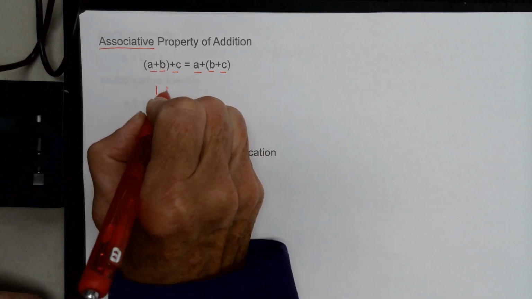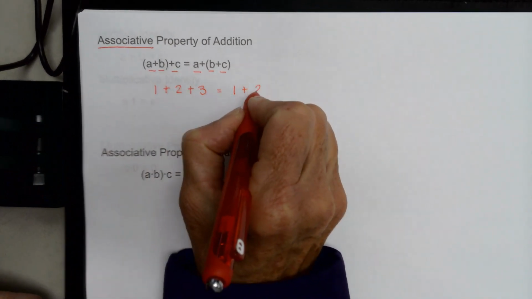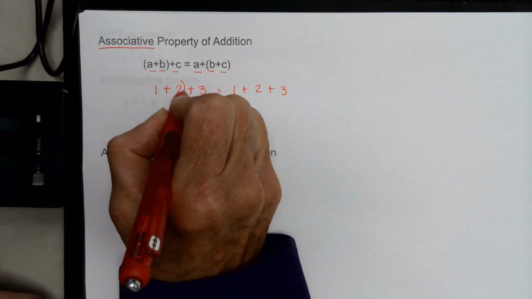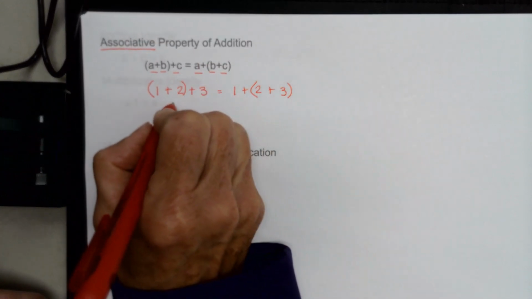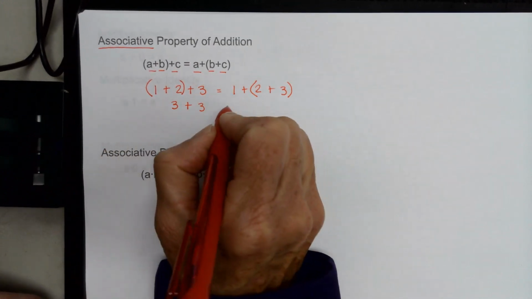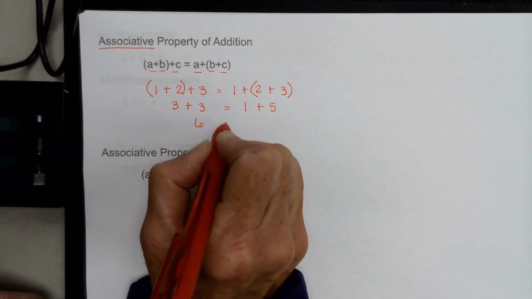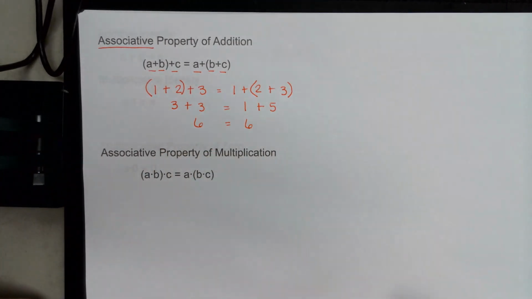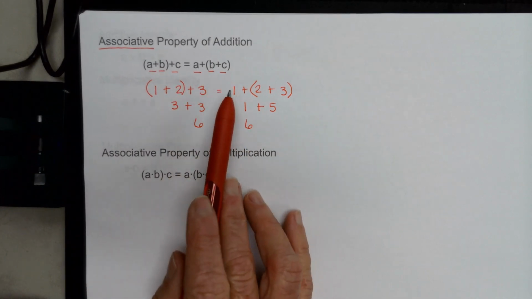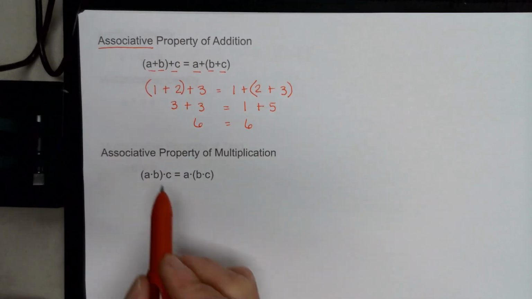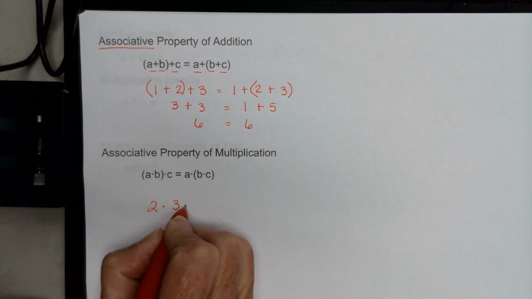So I could say (1 plus 2) plus 3 equals 1 plus (2 plus 3). If the first two go together here and the second two go together here, I have 3 plus 3. And here I would have 1 plus 5. You know that this is equal to 6 and this is equal to 6. So it doesn't matter who I add to who first on the associative property of addition. I have the associative property of multiplication doing the exact same thing.